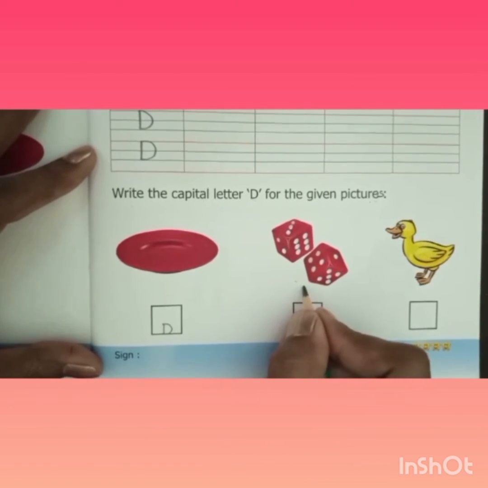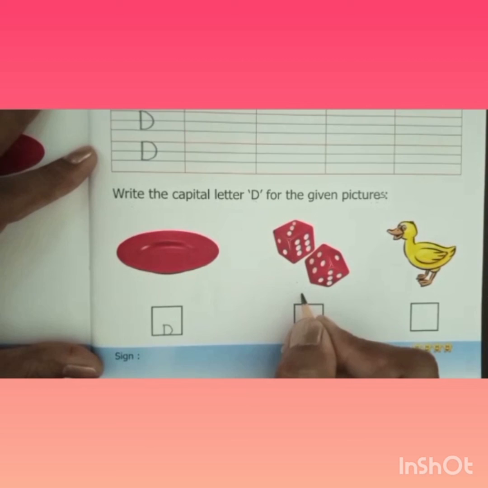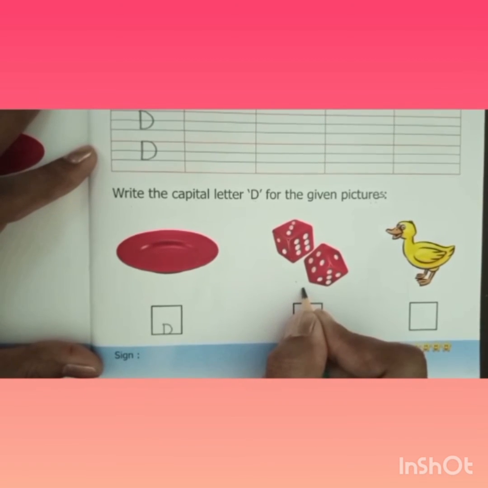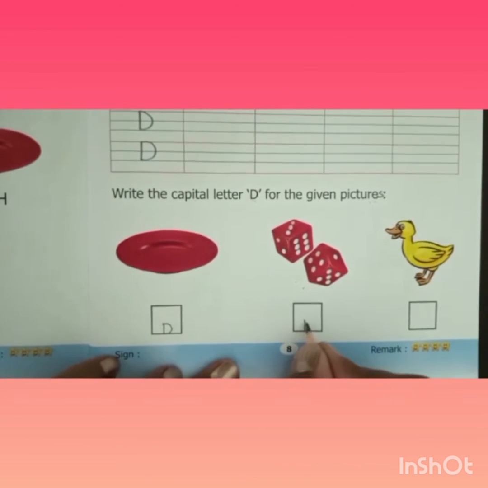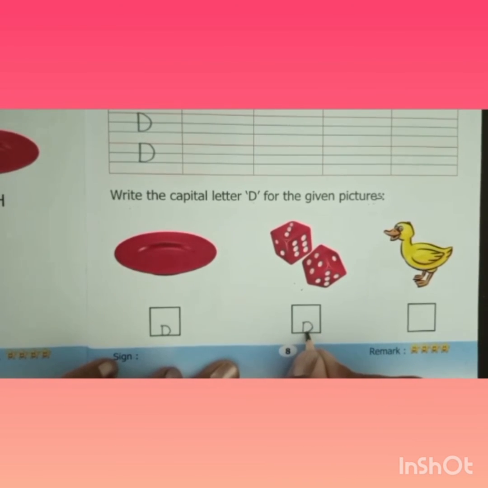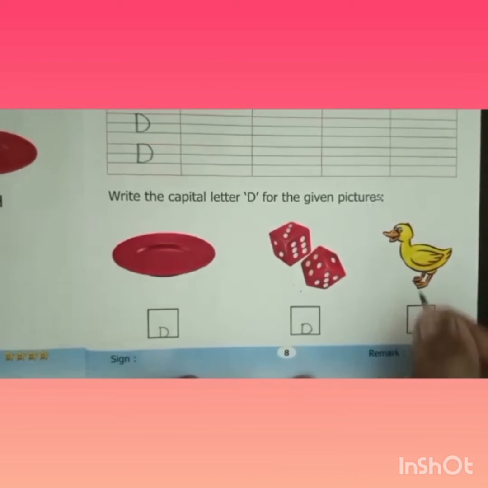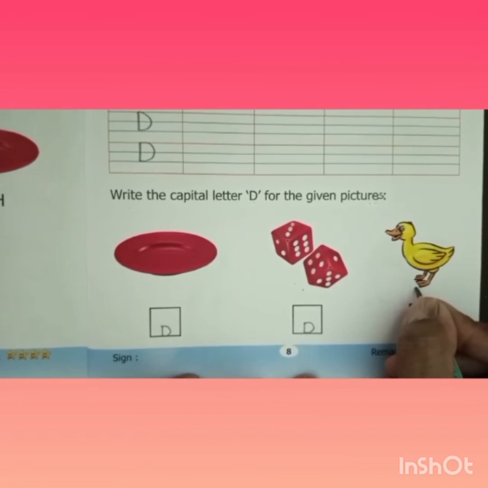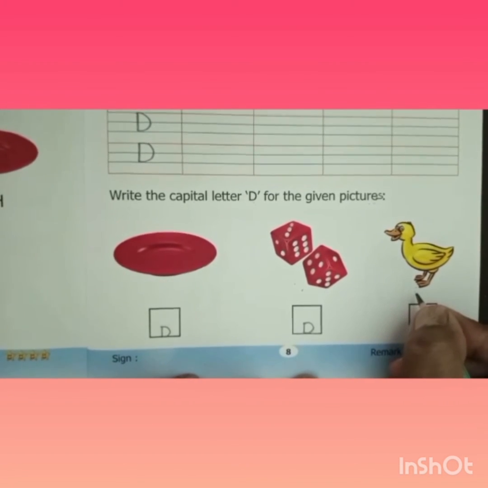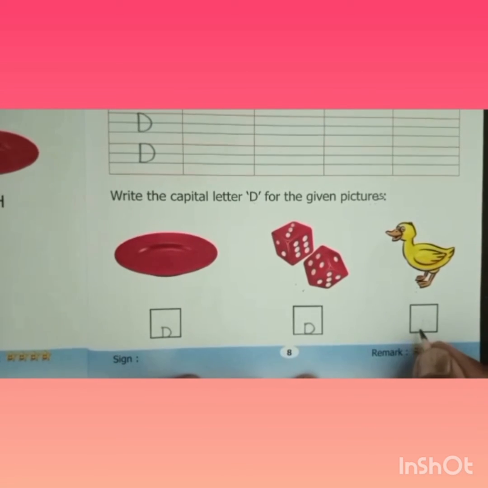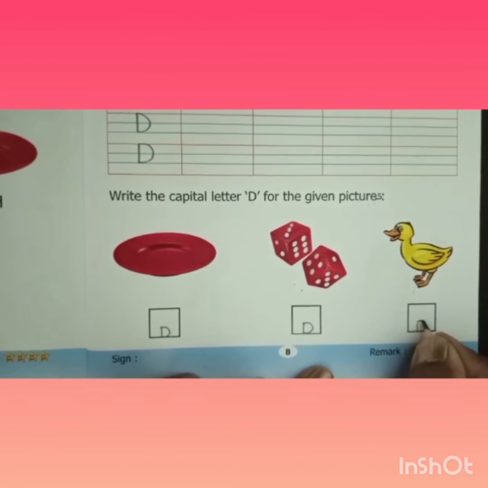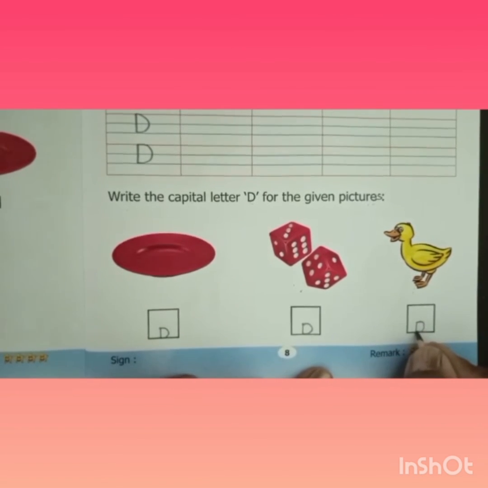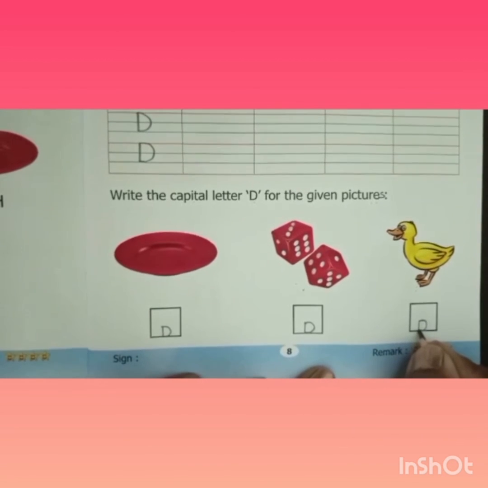Which picture is this? Dice. And what for dice? D for dice. So, we will write capital letter D. Which picture is this? Duck. And what for duck? D for duck. So, we will write capital letter D in this box. Standing line, opposite C curve, capital letter D.